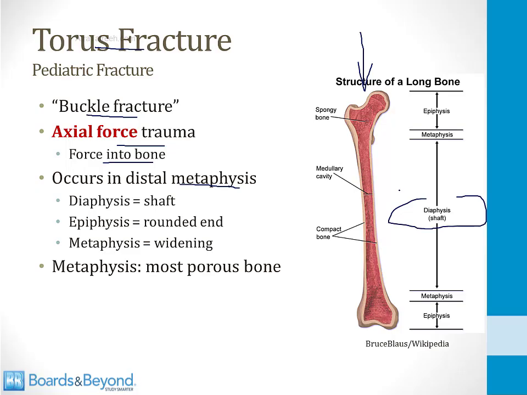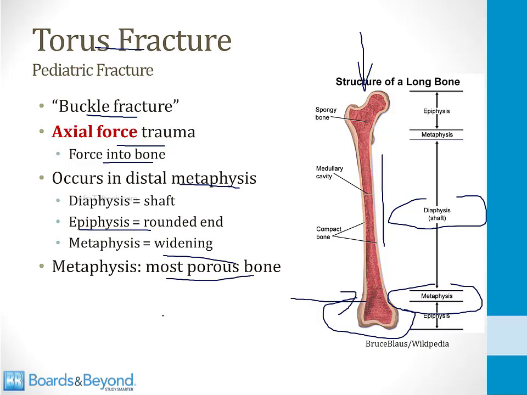The shaft is called the diaphysis, that's the long part here. The epiphysis is the rounded end, and the metaphysis is the widening right before the rounded end. And it's at this metaphysis that the torus fracture often occurs. That's because this is the most porous portion of the bone.